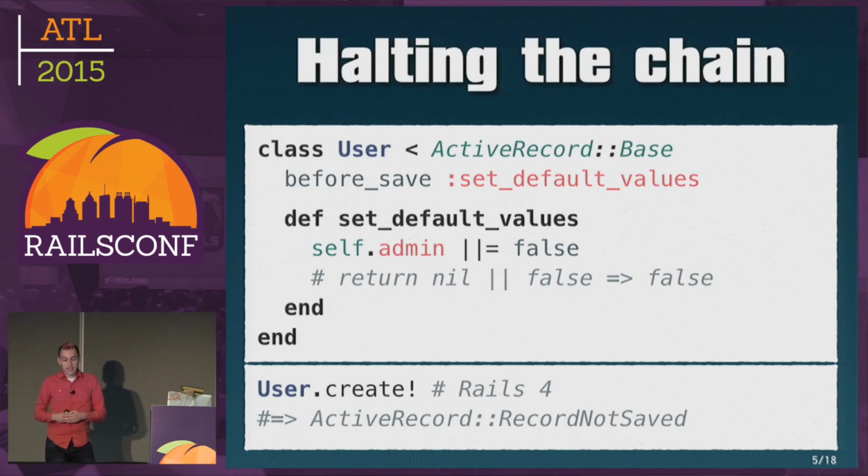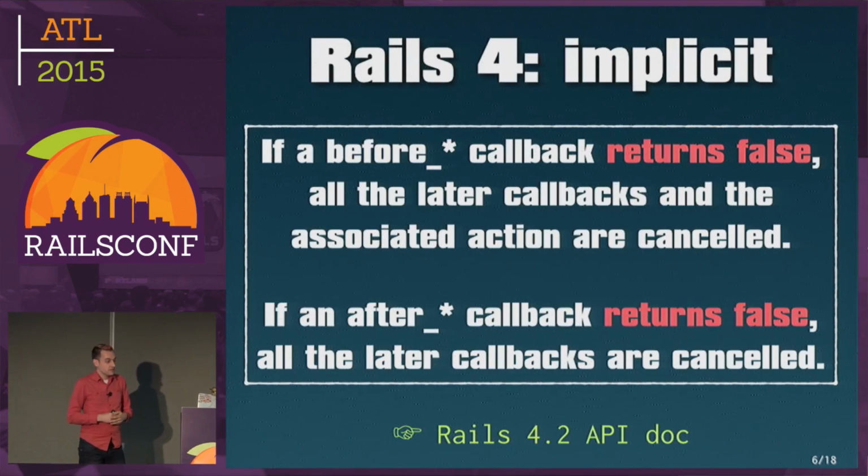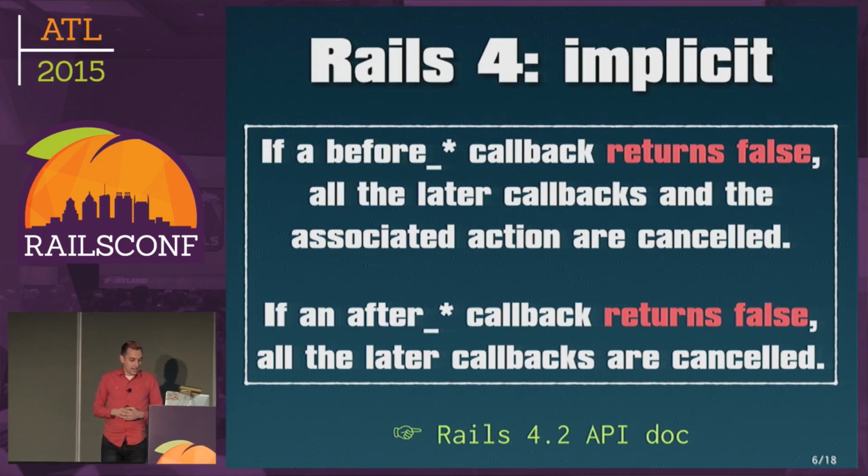If you just do user.create, then the same method is going to do self.admin, which is nil because you didn't specify it, or false. This is going to return false. And the user is not saved. And this comes straight from the Rails 4.2 implementation. If a before callback returns false, all the later callbacks and the associated action are cancelled. If an after callback returns false, all the later callbacks are cancelled. It might be misleading sometimes, especially for beginners.